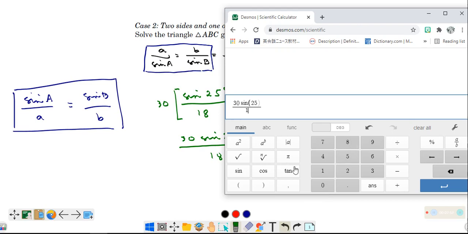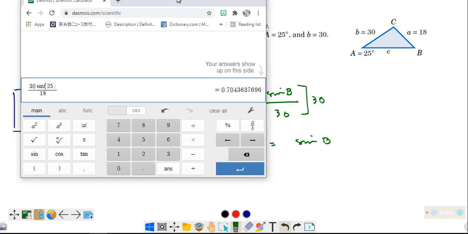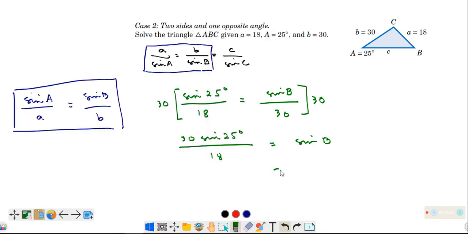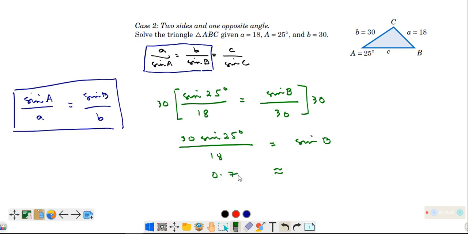Ayaw ma-press nung 8. Ayun, dumoble naman siya. Backspace, backspace. Yan. So, we have 0.7043637696, approximately equal to 0.7044. 0.7044.